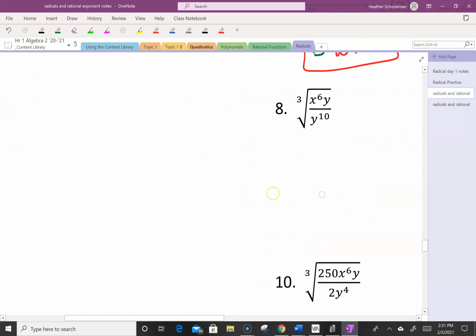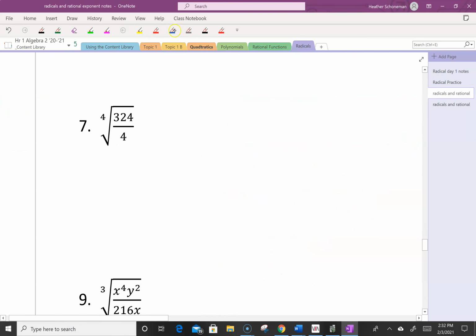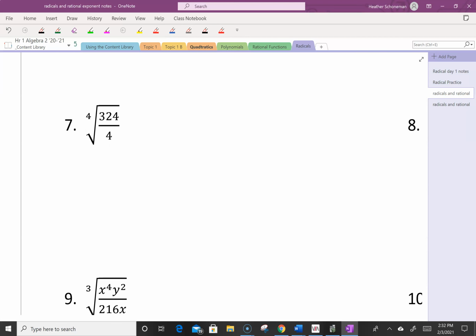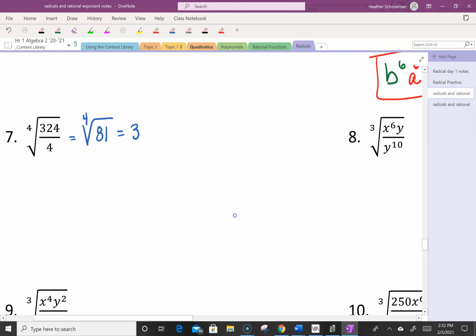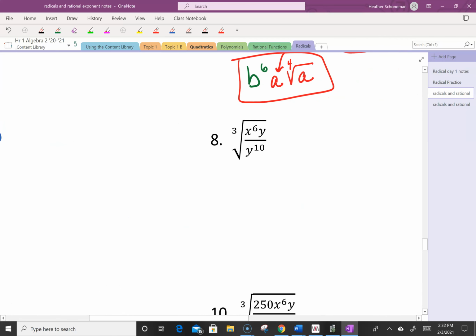All right, let's try number 7. Number 7, we don't have parentheses this time, but we've got a radical. When we've got the radical, we're going to simplify under the radical first, then do whatever root it is. So inside the radical, it says take 324 divided by 4. Okay, I can do that. That's 81. So I get the 4th root of 81. You can use your chart or you can use your calculator, but this comes out nice. The 4th root of 81 is just 3. That's it.